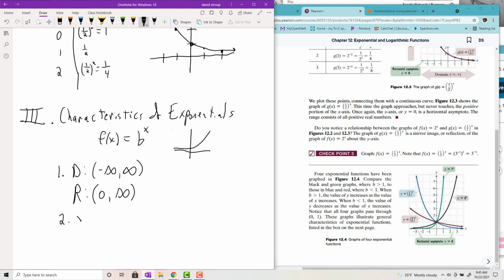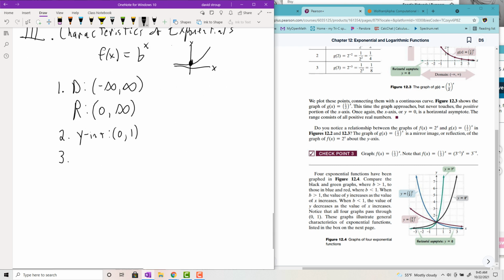It doesn't have an x-intercept, but it does have a y-intercept, right? So it's going to hit right here. If you look on the right at the picture, this is the y-axis, this is the x-axis. The y-intercept is when x is equal to 0. So when x is equal to 0, you'd have b to the 0, which would be 1. So the y-intercept is, in these cases, (0, 1).